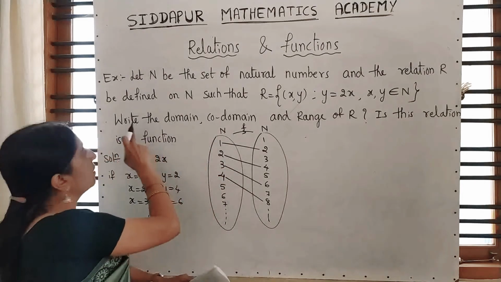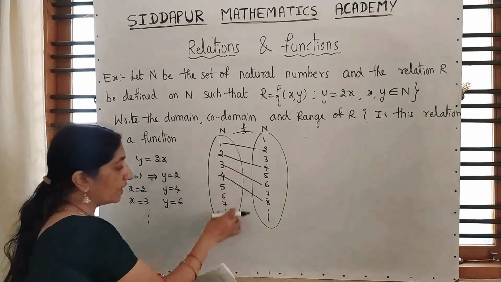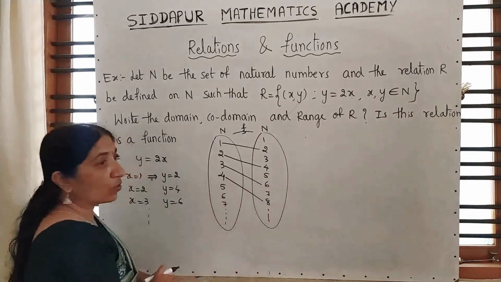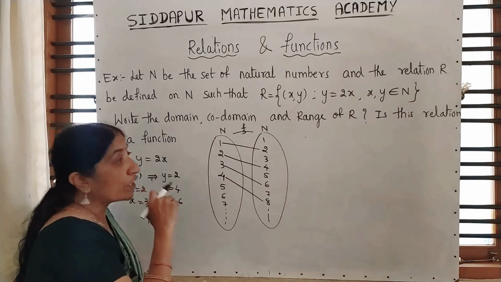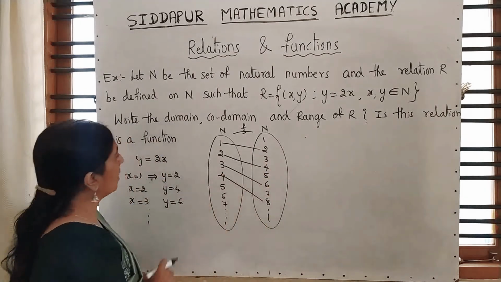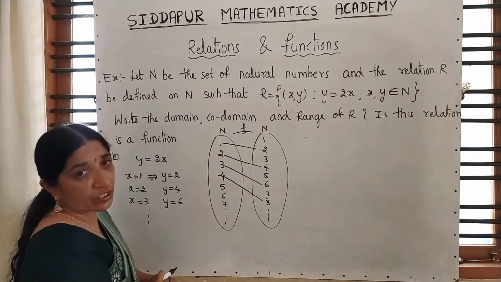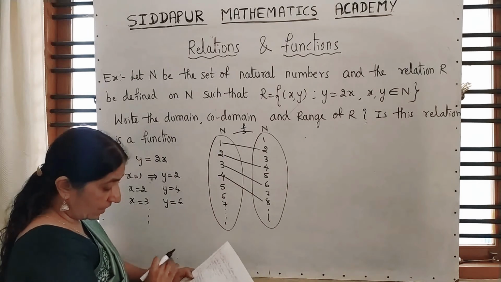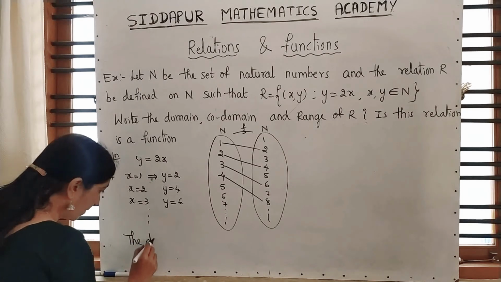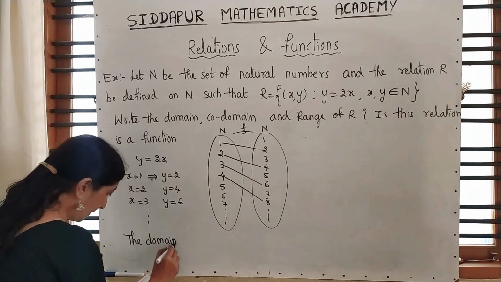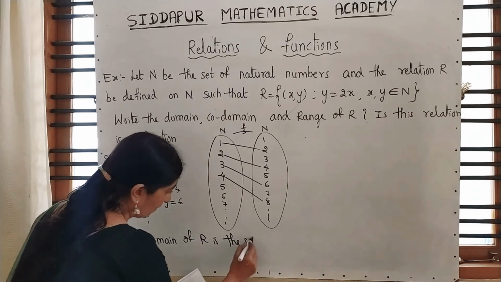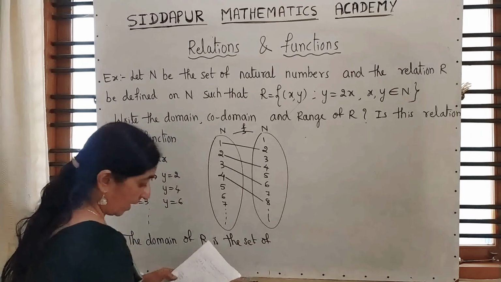And after function, write the domain. The first set is called the domain. Codomain is what? The second set is called the codomain. Range means whatever elements are connected, those used in the second set, they are the range. And the question is, is the relation a function? Yes, the relation is a function. Write down: the domain of R is the set of natural numbers.